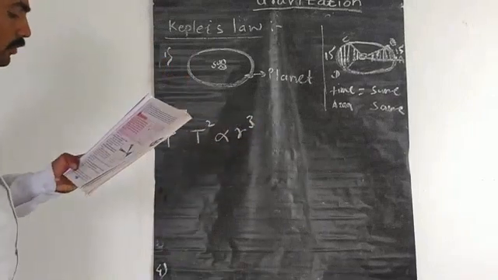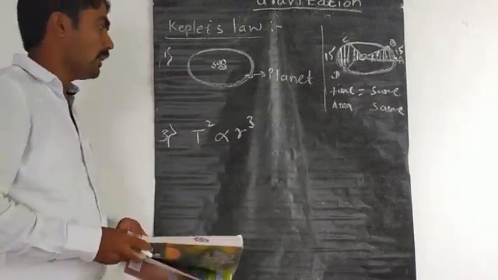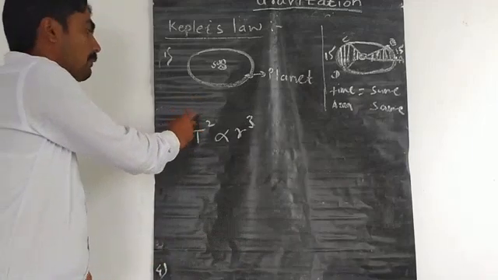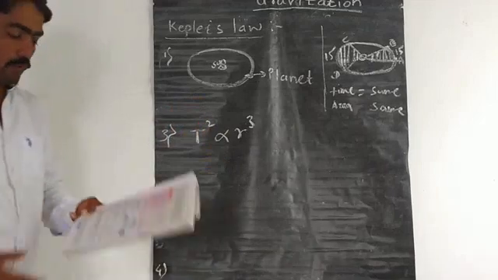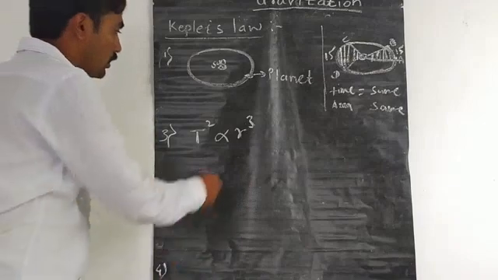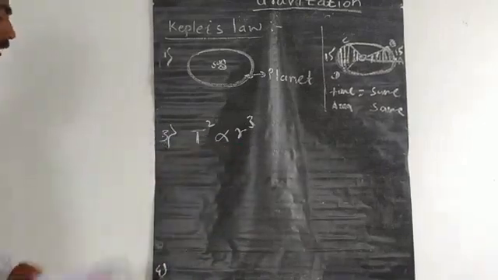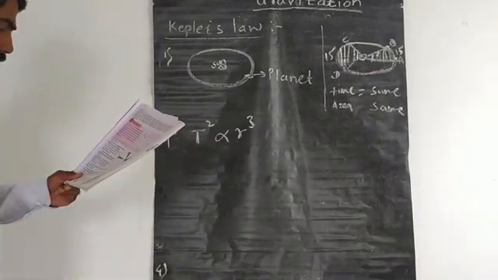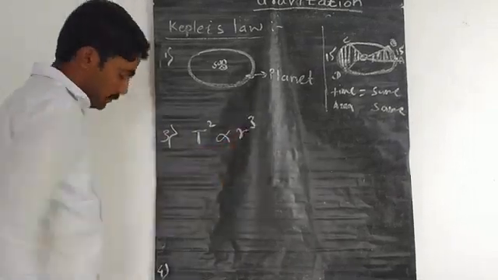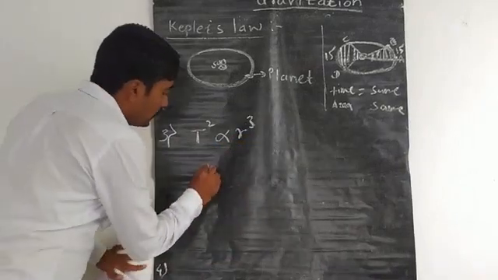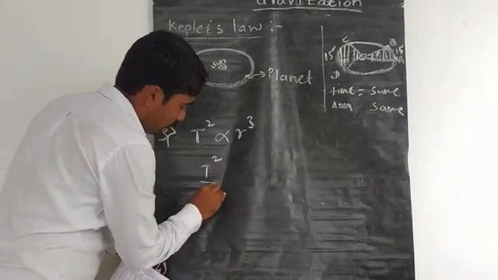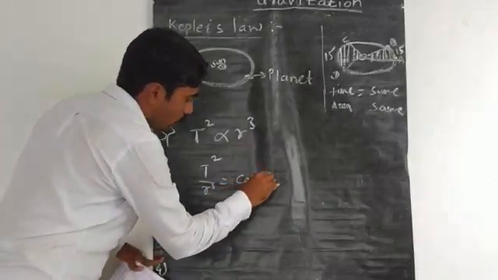That is, the square of its period of revolution around the sun. See, period of revolution is the time period. The square of its period of revolution around the sun is directly proportional to the cube of the mean distance of the planet from the sun. Then T square is directly proportional to R cube. That is, T square upon R cube is equal to a constant.